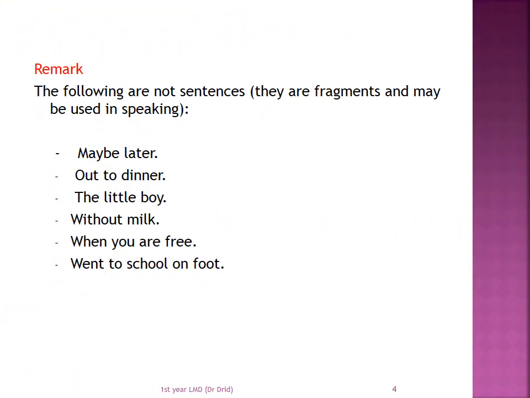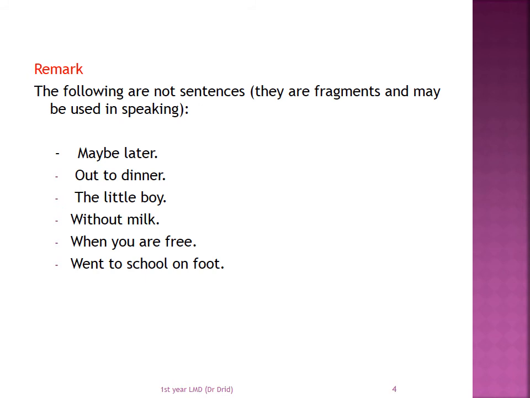Remark. The following are not sentences. They are fragments or pieces of sentences and may be used in speaking, but not in writing. Look at these examples of fragments. Maybe later. Out to dinner. The little boy. Without milk. When you are free. Went to school on foot. We notice that they start with a capital letter here and they end with a full stop. This is a mistake in writing.